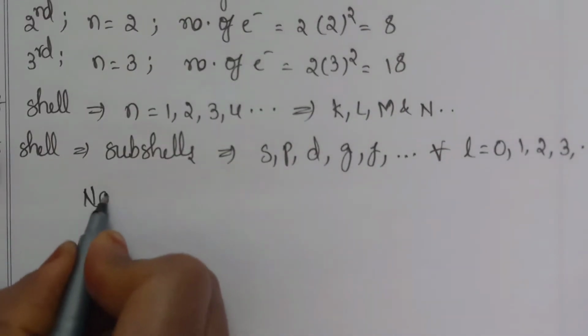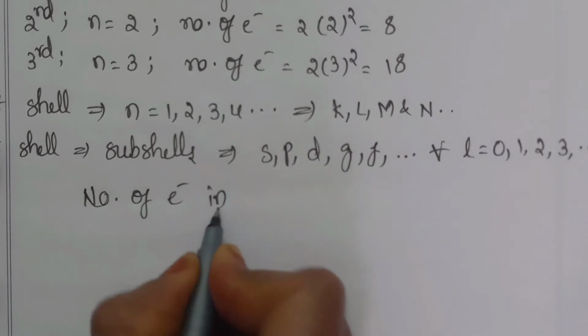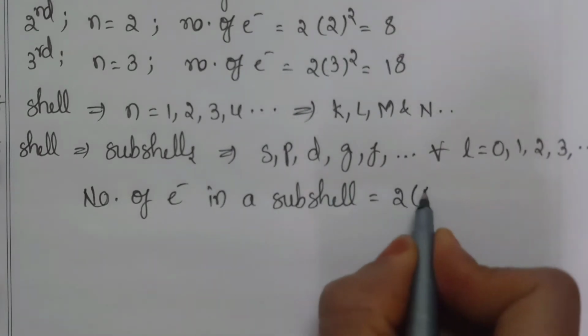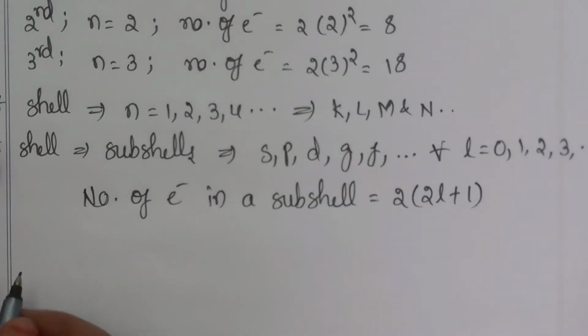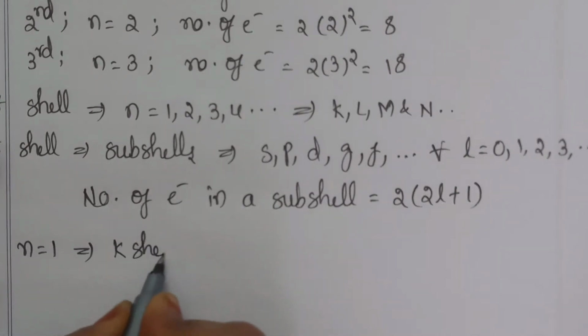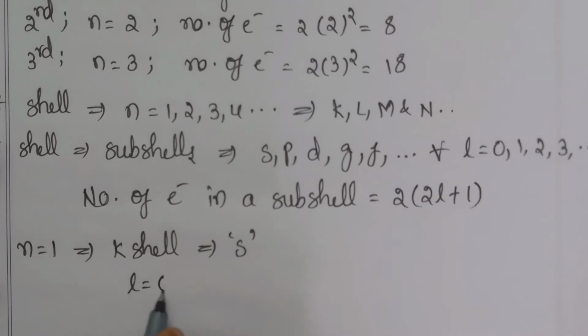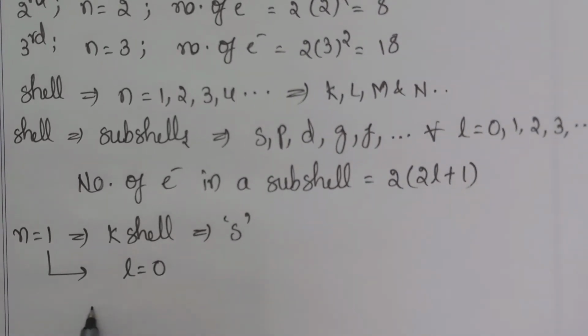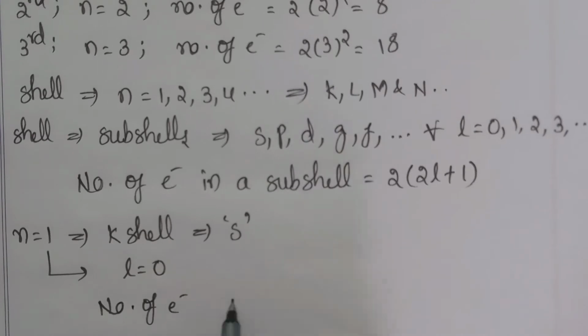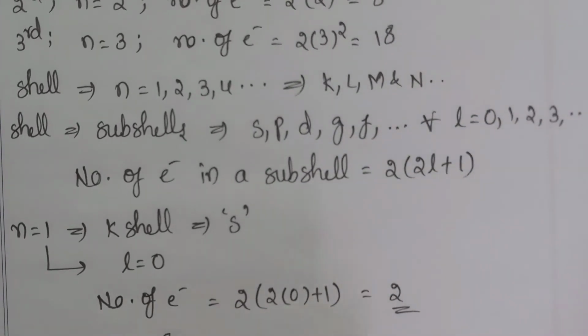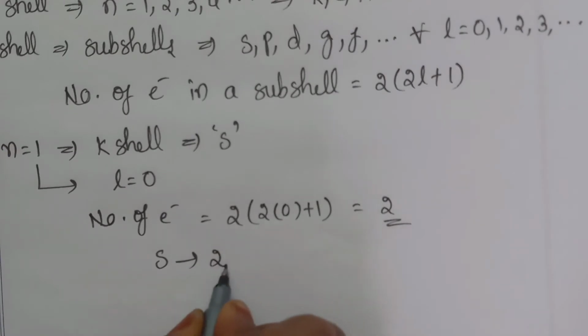The number of electrons in a subshell is equal to 2 into (2l plus 1). So, n equal to 1 means it is the K shell. In that we have only one subshell, that is s. Here l is equal to 0 for n equal to 1. So, the number of electrons is 2 into (2 times 0 plus 1), which is equal to 2. So, the s subshell takes 2 electrons.